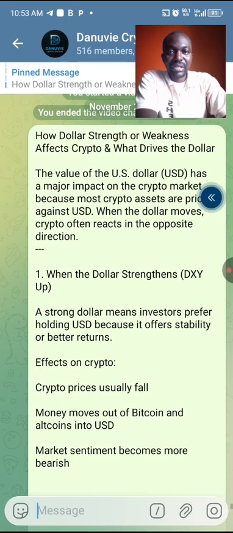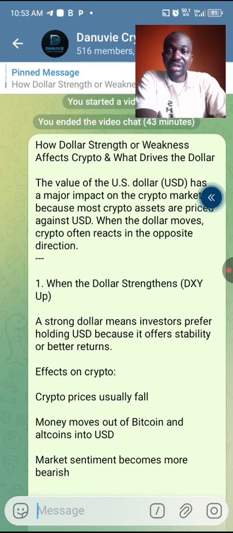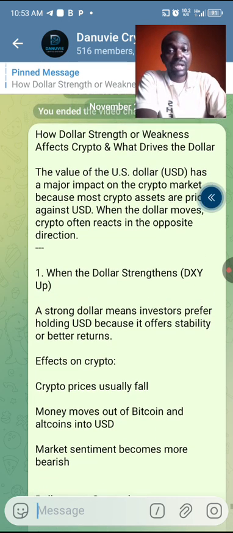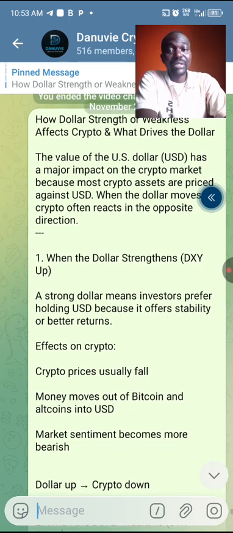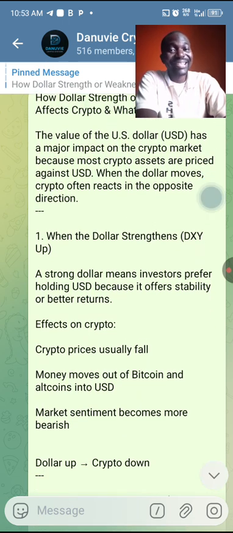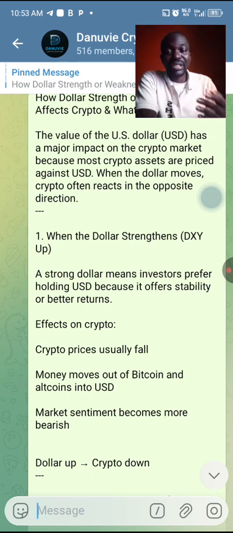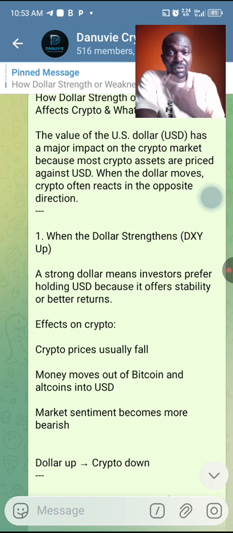So as you can see on the screen, it says how dollar strength or weakness affects crypto and what drives the dollar. It says here, the value of the US dollar has a major impact on the crypto market because most crypto assets are priced against the US dollar. Exactly. If you look at the major cryptocurrency assets, you have Bitcoin, Ethereum, Solana, XRP, LTC, TON and the rest, their currency pair is usually paired against the US dollar. Now, when the dollar moves, crypto often reacts in the opposite direction.